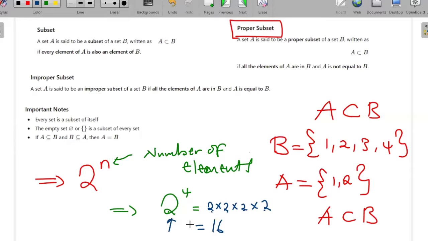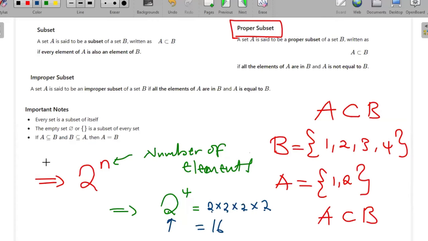Usually they can't ask you to list 16 subsets. The maximum they can ask you to list is 2 to the power 3, so like 8 subsets. 16 is too much, I think, for your level. So if the question asks you to find the number of subsets, just know that the formula to use is 2 to the power n, and the n is indicating the number of elements. It's important to know this formula.